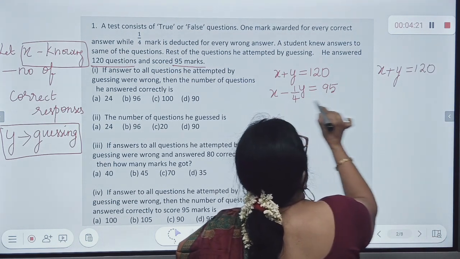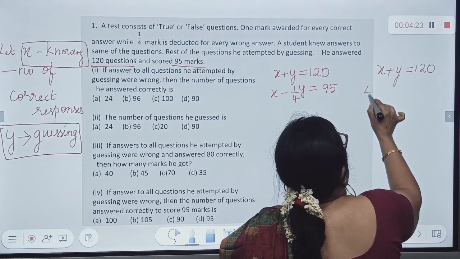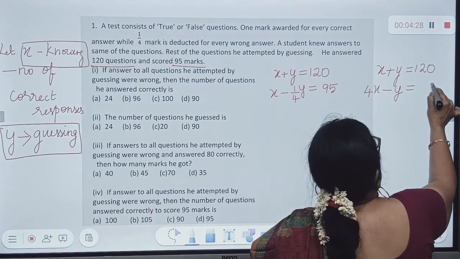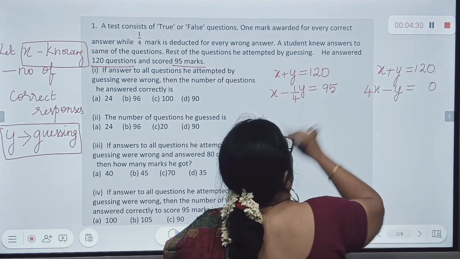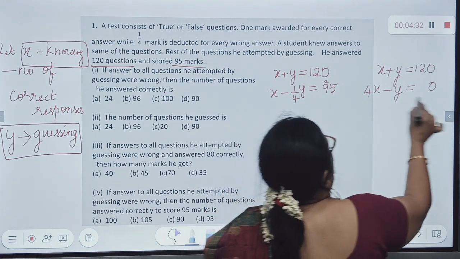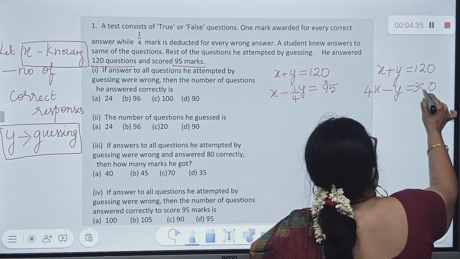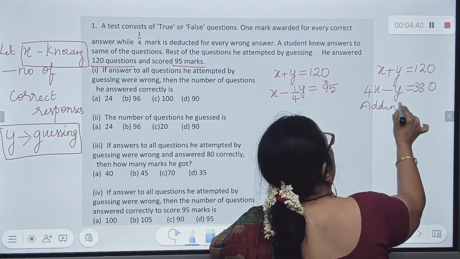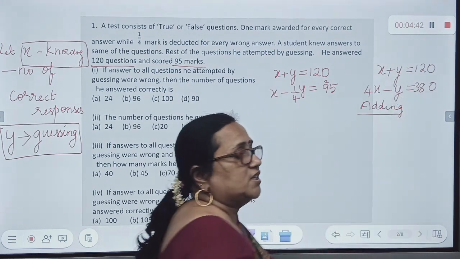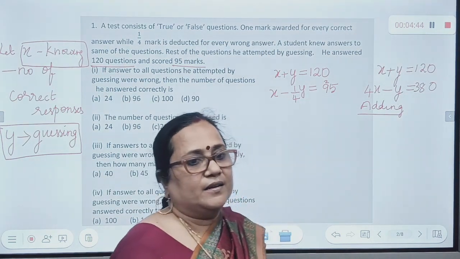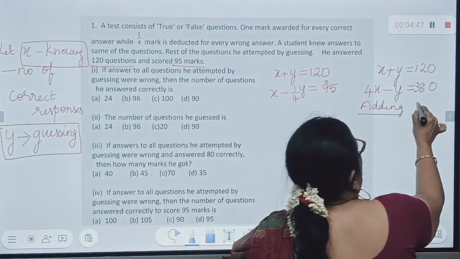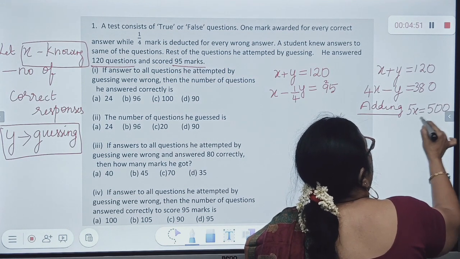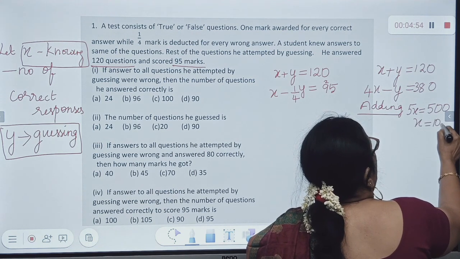Let me multiply the second equation throughout by 4. 4x minus y equal to, I am multiplying this by 4, 380. Now adding, whenever you have minus y and plus y, what is the best way of resolving? Adding, because your y will get cancelled. You will get 5x equal to 500. Therefore, x equal to 100.